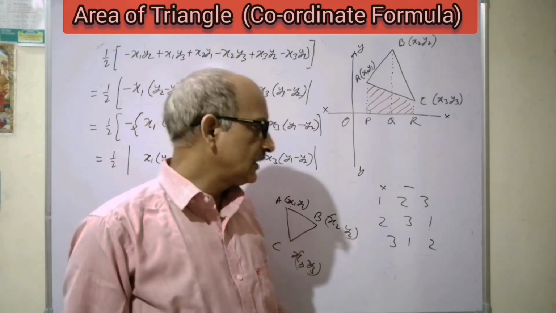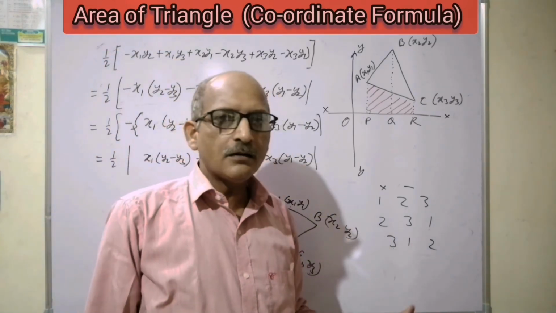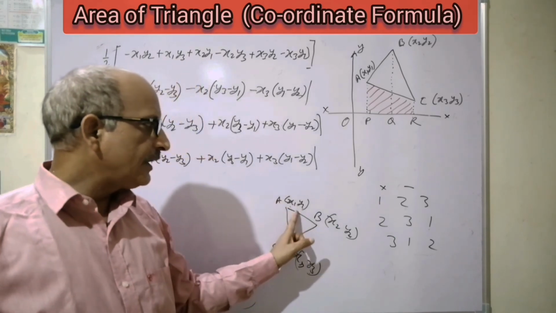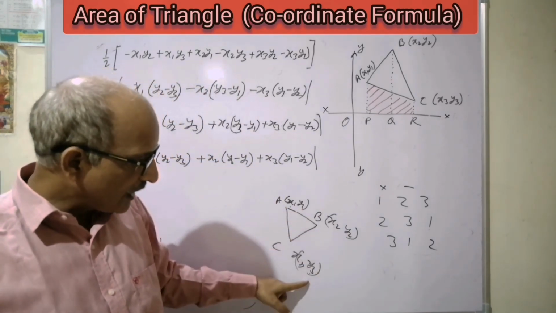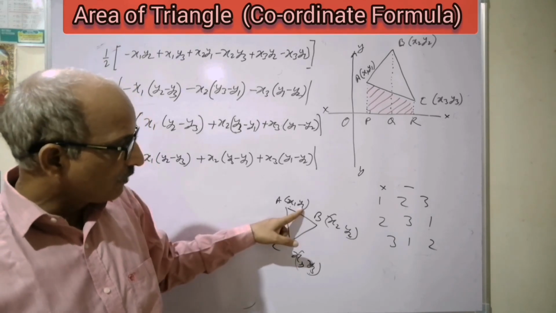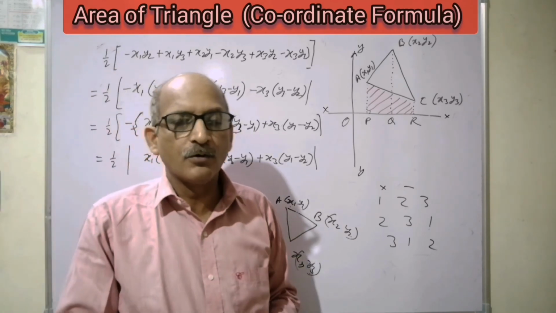y2. That's all for this video. In this way we can learn how to use it in a cyclic way. Cyclic I mean x1 is taken, then y2 minus y3. x2 is taken, then y3 minus y1. x3 is taken, then y1 minus y2. In a cyclic way we have to move on.